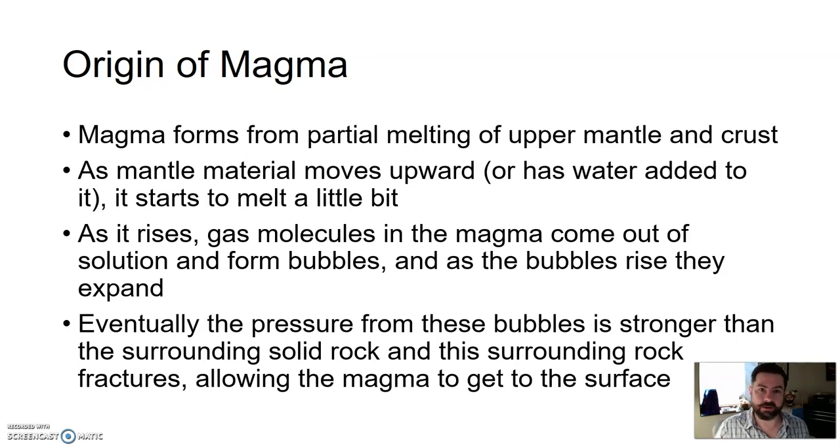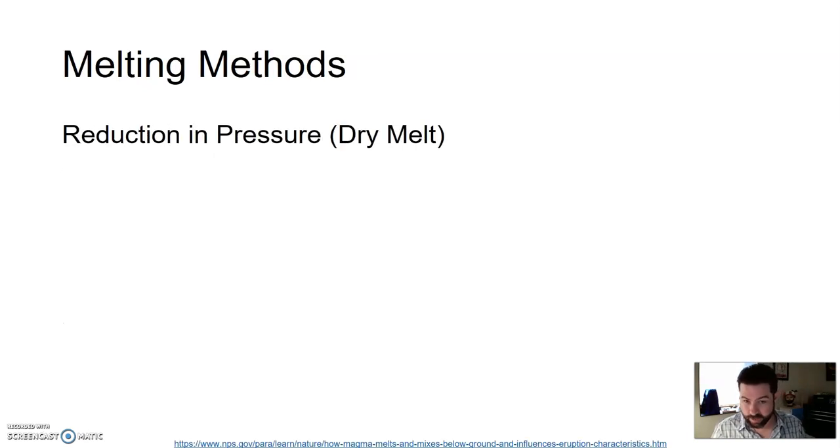So there are two main methods in which the mantle and crust interaction area melts.